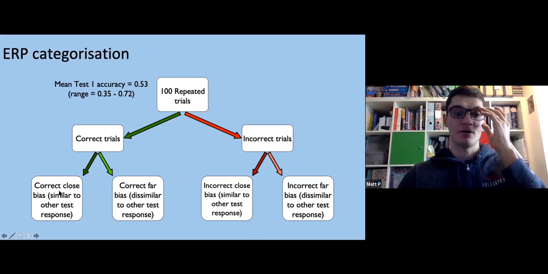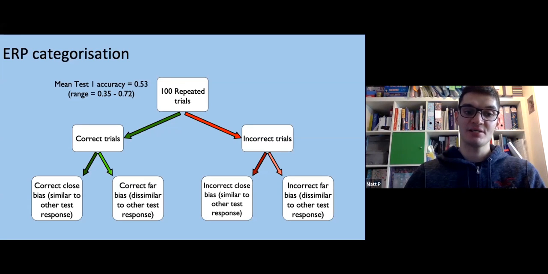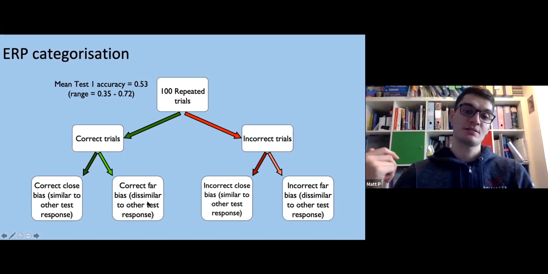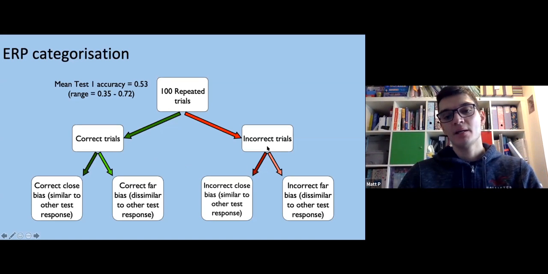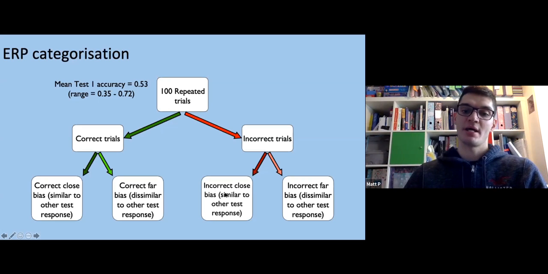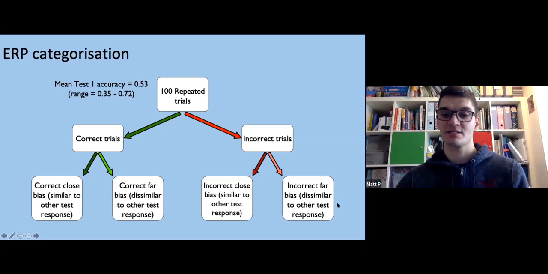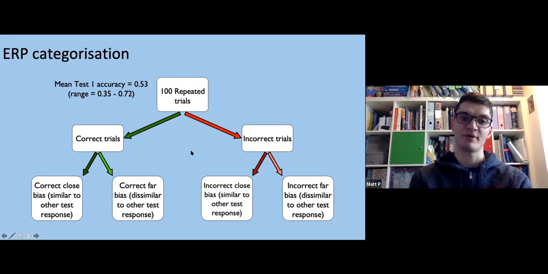We then further split those two trial types into a close and a far bias condition. A close bias condition means that in the final recognition task, participants selected a face similar to the target that they correctly picked during refresh. Correct far bias is those trials where participants selected a less similar face to the target picked during refresh. Same logic for the incorrect trials. Incorrect close bias: did participants select a similar distractor during the final recognition task? And incorrect far bias: did the participants select a more dissimilar face to the error selected during refresh?